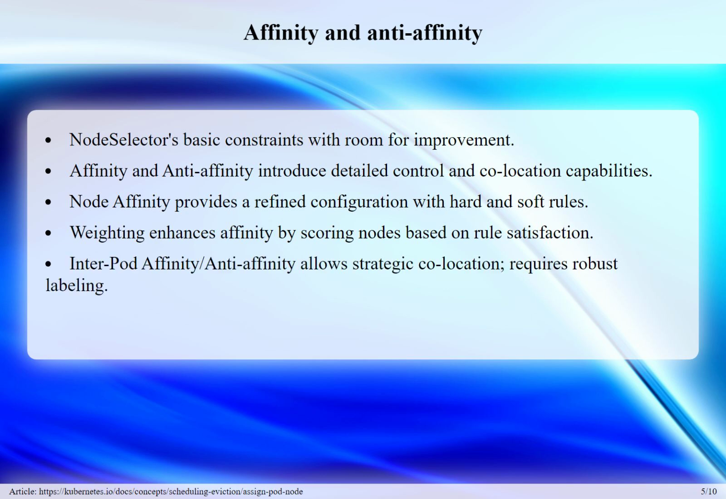Interpod affinity and anti-affinity define constraints based on existing pod labels on nodes, rather than just node labels. Control co-location effectively, ensuring related workloads are placed together or apart. Require consistent node labeling, risking inefficiencies if labels are missing. In large clusters, the processing demands may impact scheduling performance.